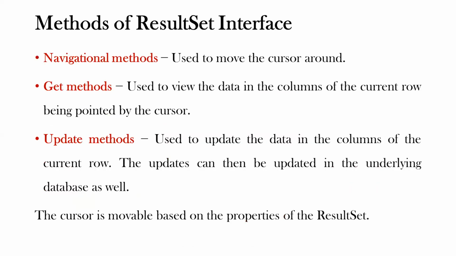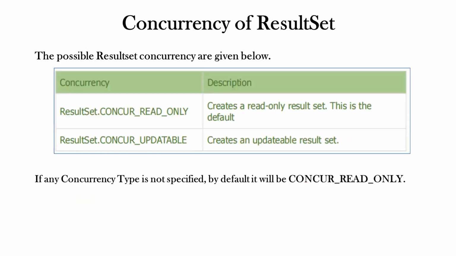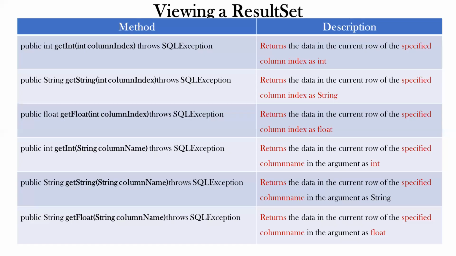Then the result set is used. For the result set type you can use forward only, type scroll insensitive, and type scroll sensitive. Type forward only is the default type. In the same way for concurrency, read only concurrency is the default, and the other is result set concurrency updatable. The default is read only. Now going to the program.